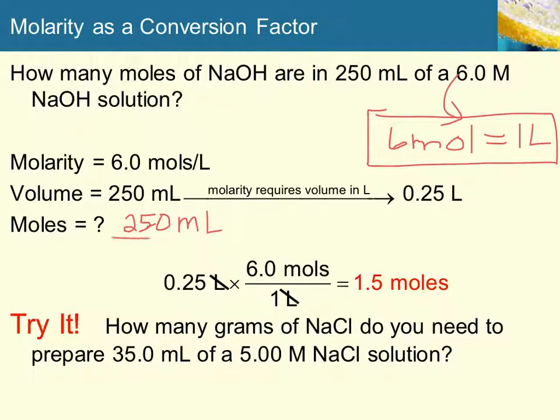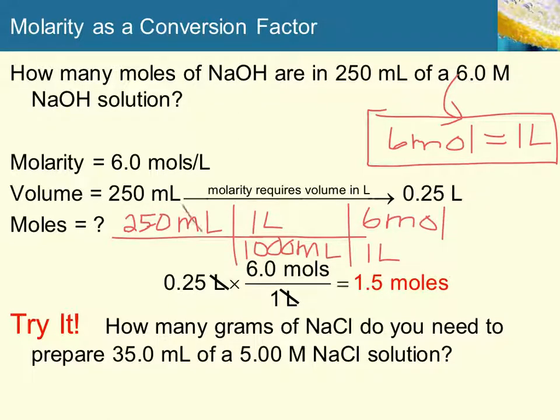If you didn't know that, you could have done 250 milliliters, and there is 1,000 milliliters in 1 liter. So you could have had that extra conversion chart there, and then 1 liter is 6 moles. So now your milliliters cancel and your liters cancel. So 250 times 6 divided by 1,000, you're still going to get the same answer, 1.5. Just another way to set the problem up.